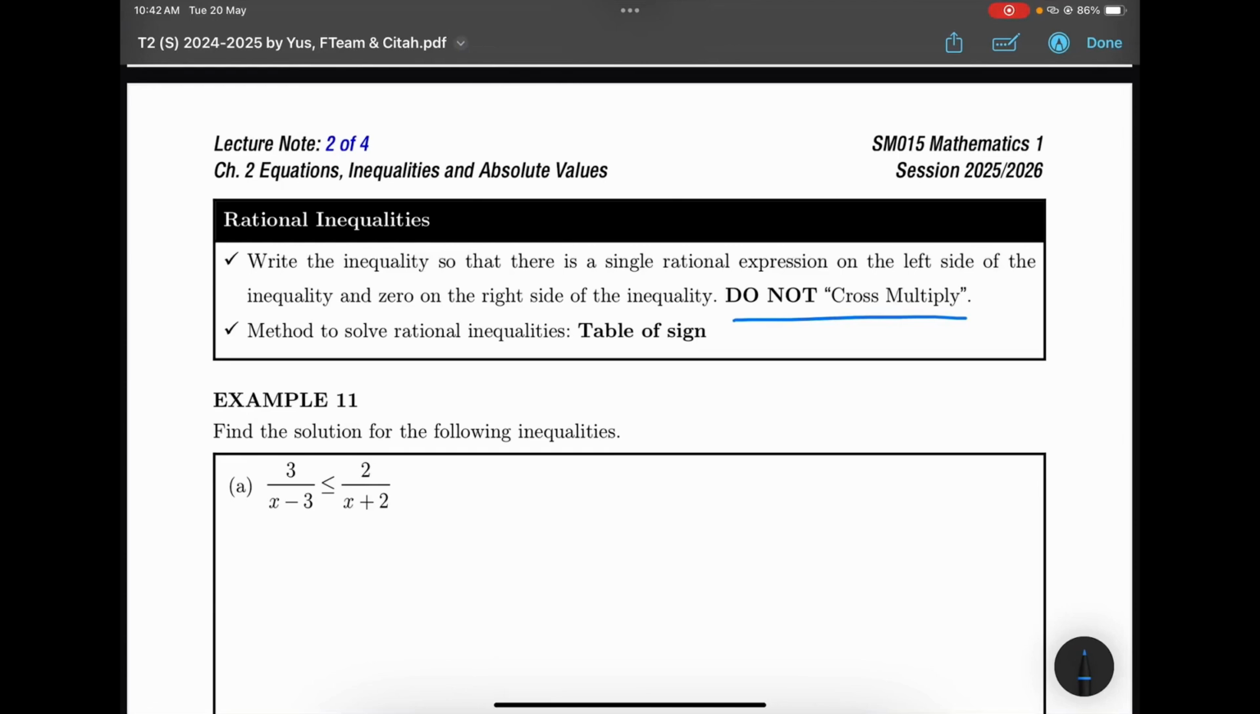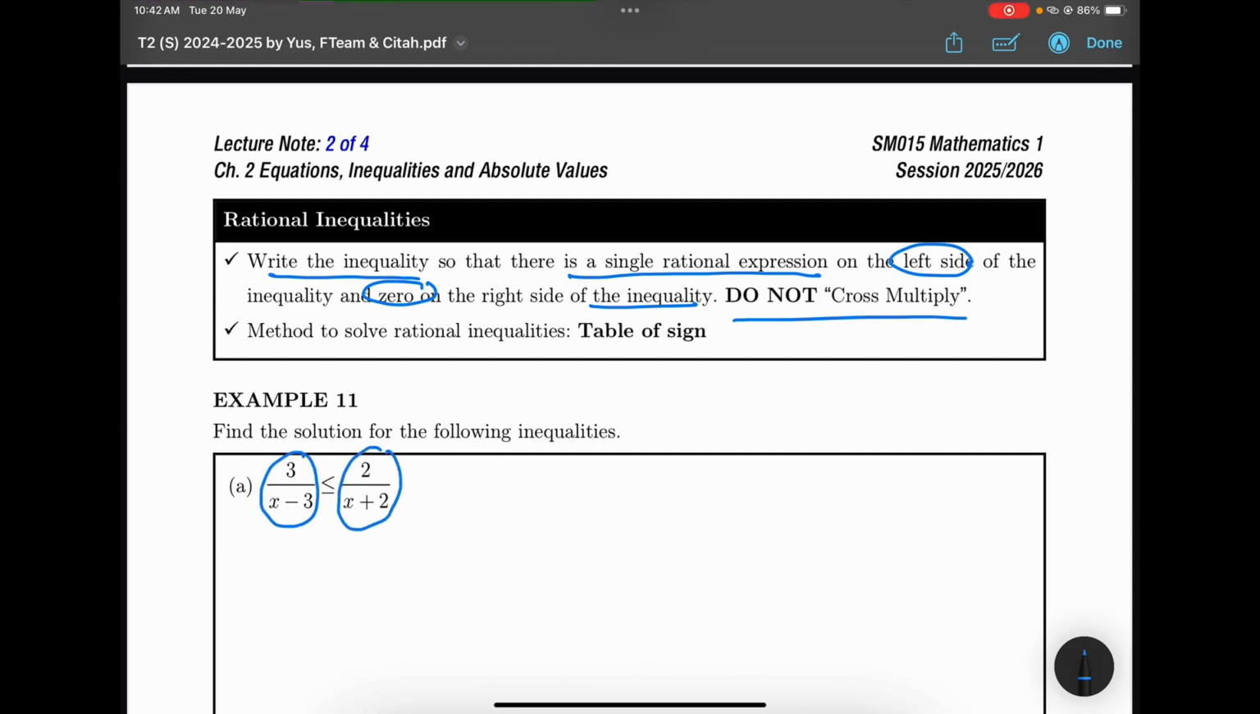Example 11 regarding rational inequalities. So today I'm going to explain how to solve rational inequalities. First of all, we need to write the inequality so that there is a single rational expression on the left side and 0 on the right side of the inequality. So if you can see on this example, we have two rational functions.